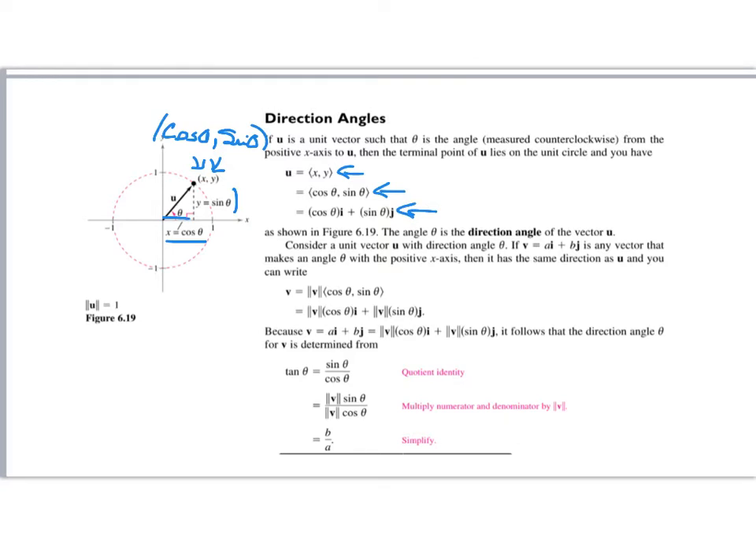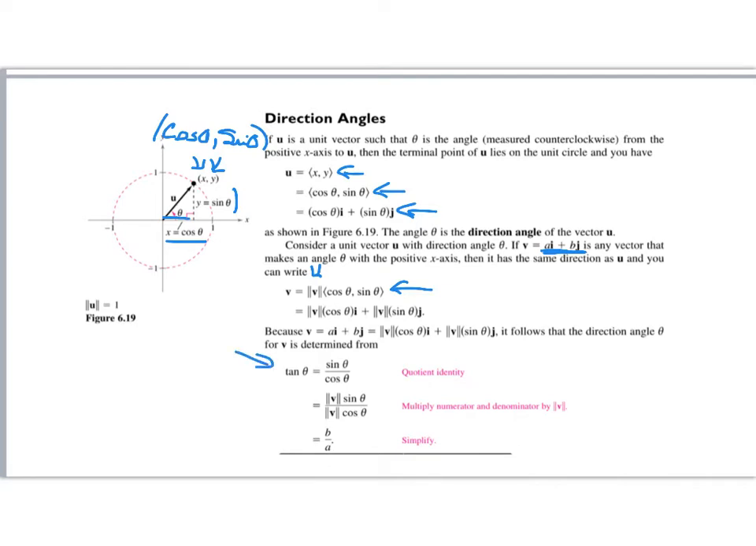Now, if you think about that, what if we said ai plus bj? All we're doing is multiplying by our magnitude, or the distance to our original vector. Once you get there, when you're looking for your actual directional angle of theta, think about this.